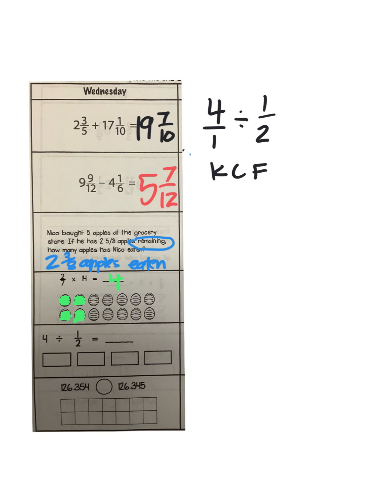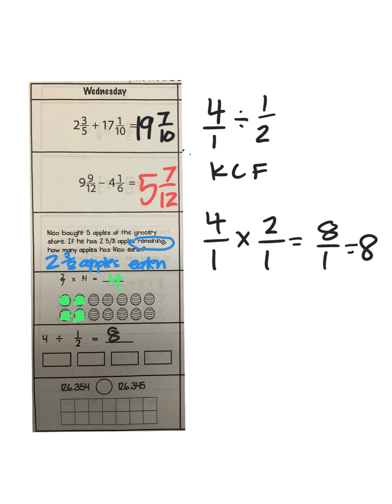So we are going to keep 4 over 1. We're going to change division to multiplication, and the reciprocal for 1/2 is 2 over 1, which is equal to 8. So our answer here is 8.